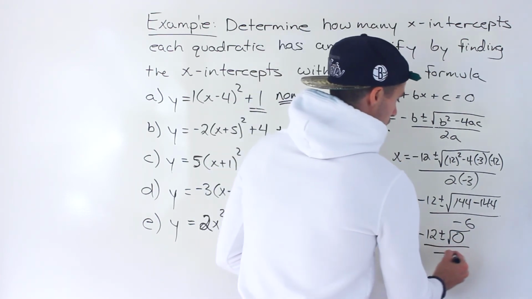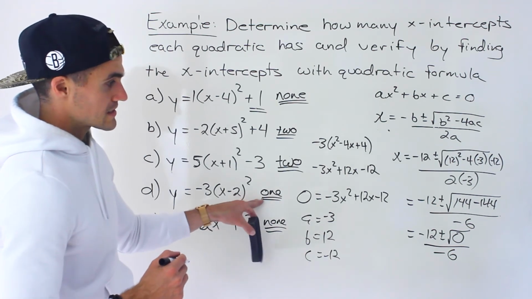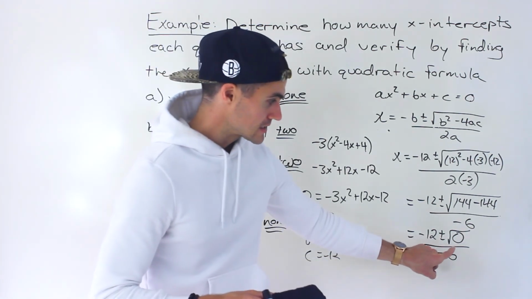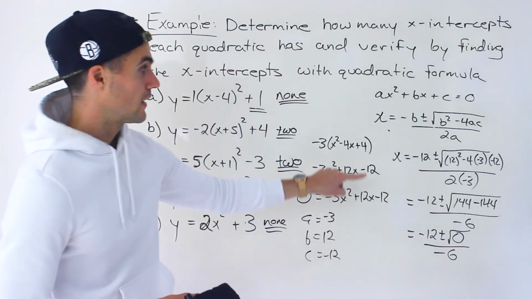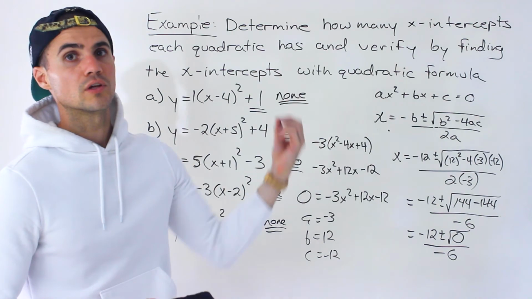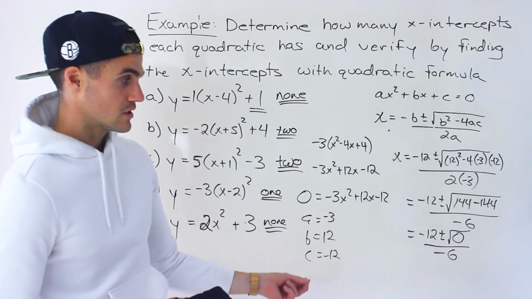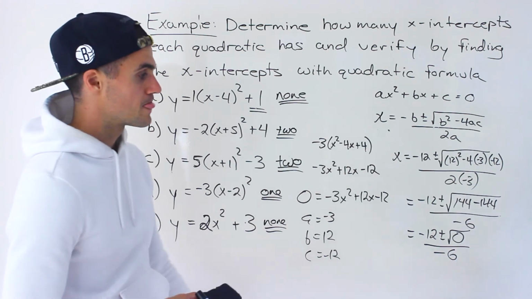And so whenever you have the case of 1 x-intercept, you're always going to get a 0 under the square root. So whenever that discriminant, b squared minus 4ac, is 0, there's only 1 solution to the equation, or 1 x-intercept to the quadratic that you're working with.